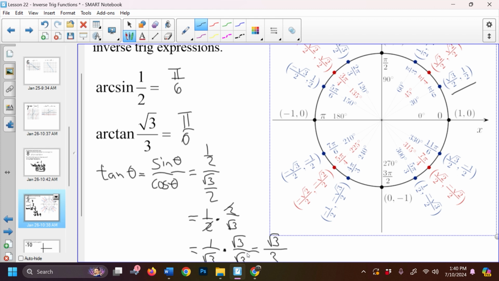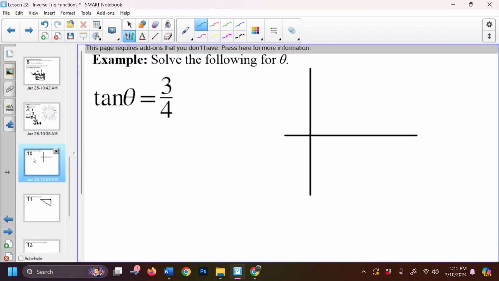So in each instance, I get pi over 6. All right, next example. Solve the following for theta. I've got the tangent of theta is 3 over 4. And remember, what we can do here is we can set up a right triangle to represent this situation where this angle right here is theta.